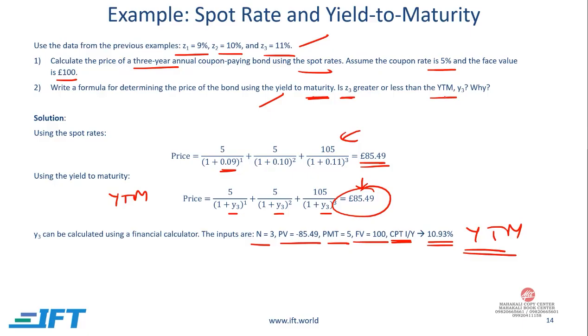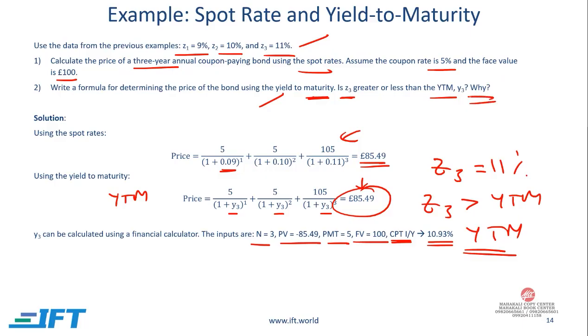And here you can see that Z3 is equal to 11%. And the yield to maturity is a little bit lower. So the yield to maturity is 10.93. So Z3 is greater than the YTM. The next question is why?